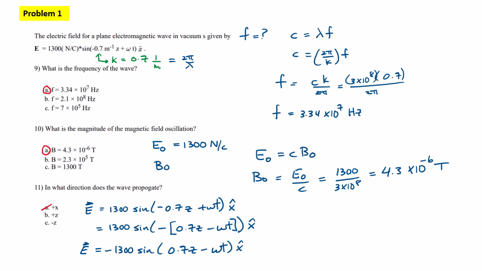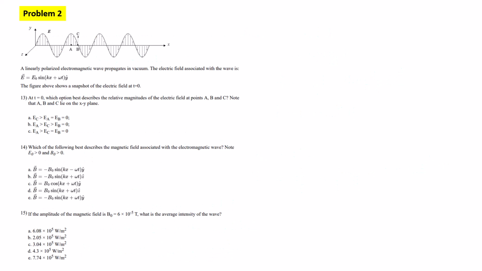So the direction of propagation now, it's much easier. Once you have it in this form right here, you should be able to indicate that the direction of the propagation should be in the positive z direction. Okay. All right, so that's it for problem 1. Let's go to the next one. Let's look at problem 2.